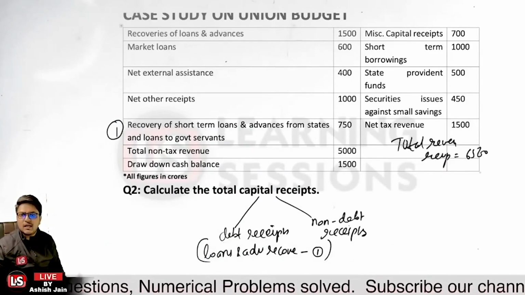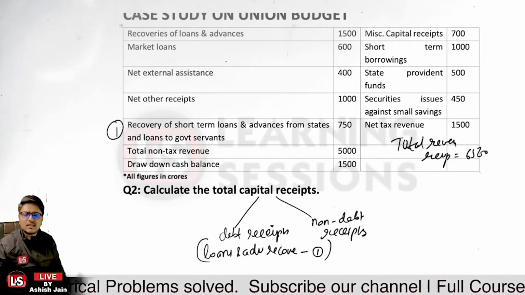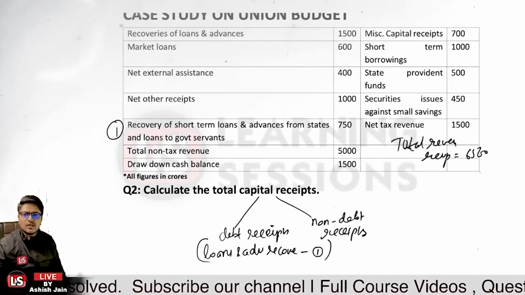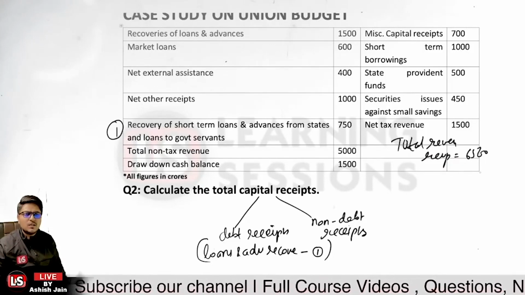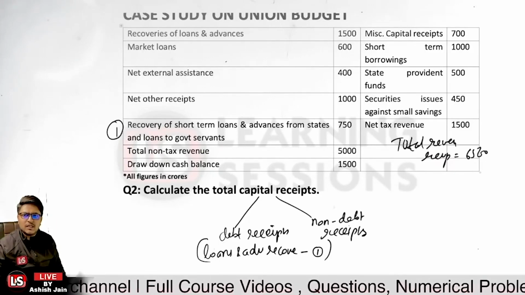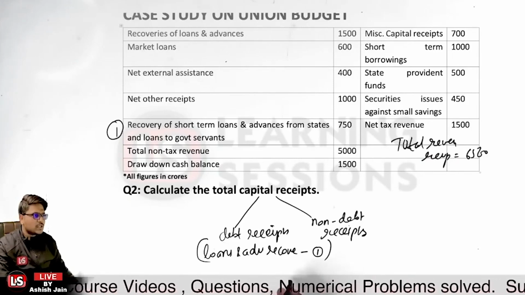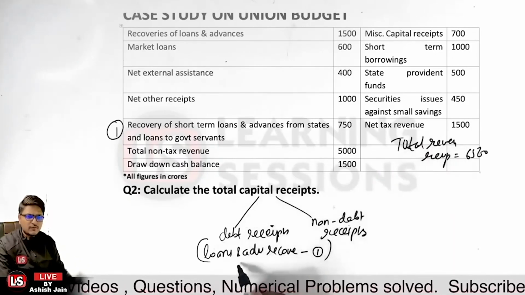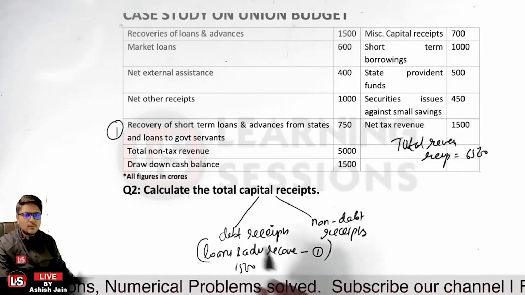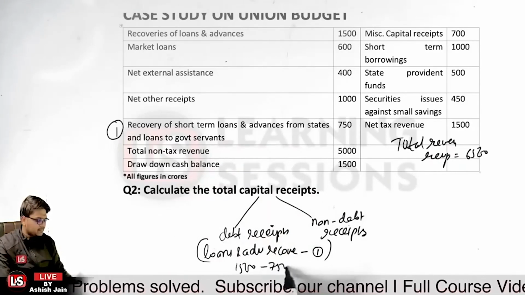And further that would be equal to what? We'll be writing it as a mixed capital receipts, forming the different components of it. Recovery from loans and advances is basically 1500 over here. And further the 1, that is the recovery of short-term borrowings, is equal to 750.